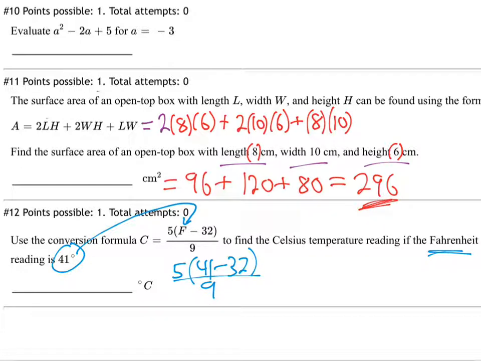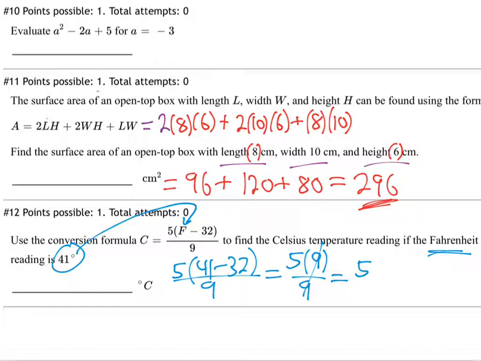Is that good there? And then that's 5 times 9 over 9. You could just cancel the 9s. That'd be the quick way, instead of making it 45 in the top. Either way, it's good either way. A little quicker that way. The answer is 5. So 41 degrees Fahrenheit is 5 degrees Celsius. Is that good? Questions on that one?